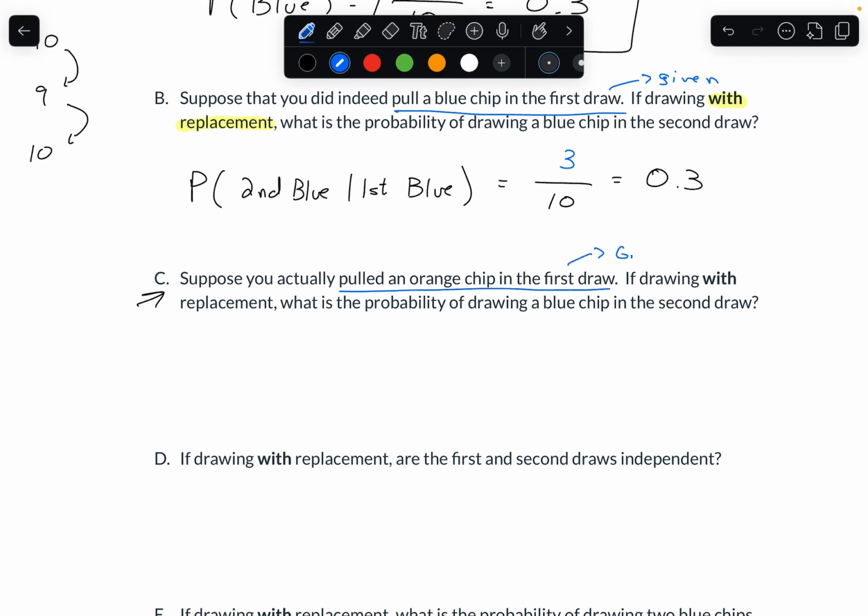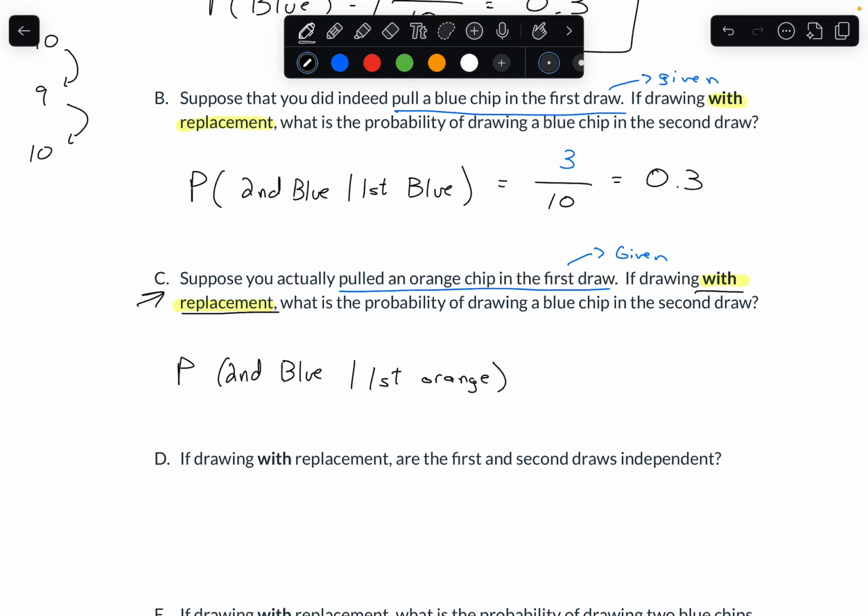This is my given. We have another conditional probability here. So given that the first one was orange, if drawing again with replacement, so we're talking about with replacement, what is the probability of drawing a blue chip on the second draw? So if I know that the first one was orange, what's the probability that the second was blue once again? So again, it's with replacement. That is the most important part of this problem, in my opinion.